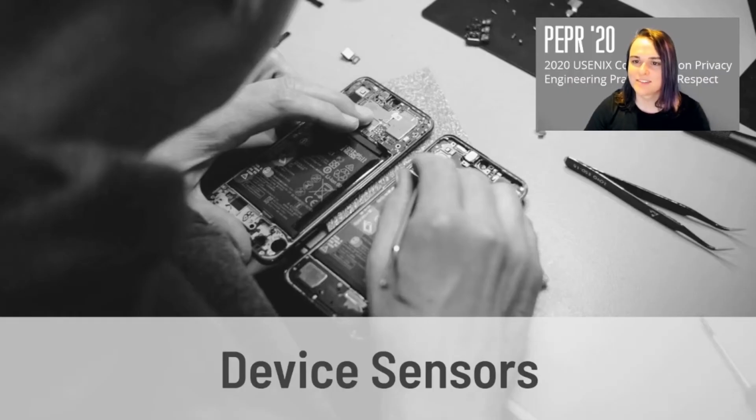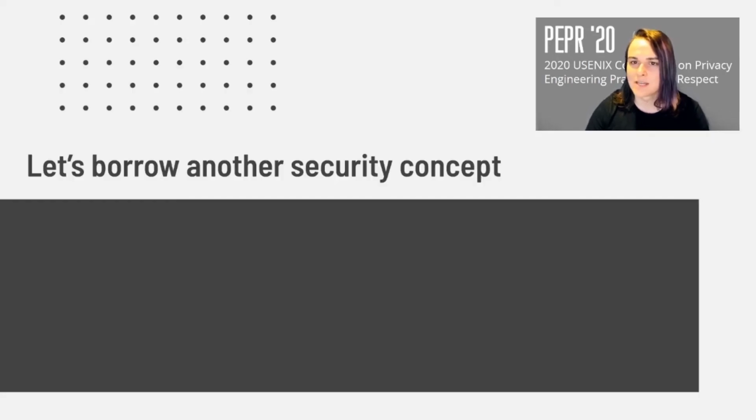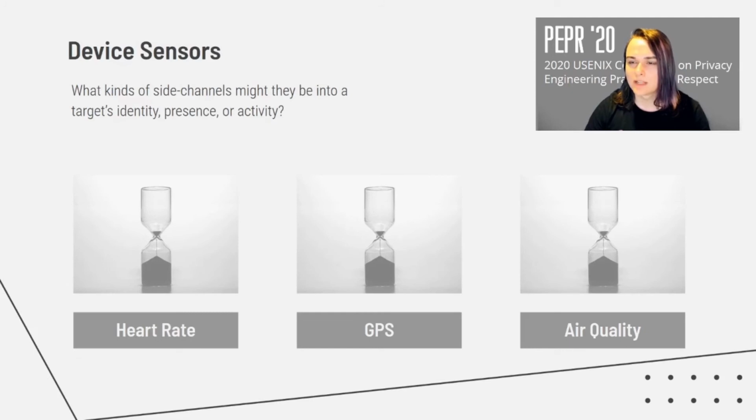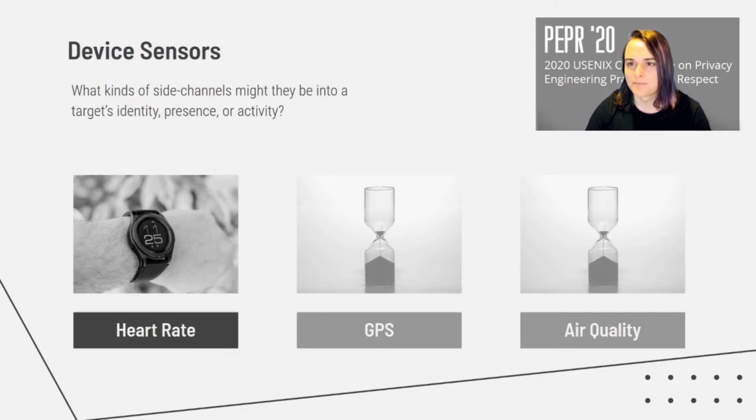Let's talk about device sensors, another use case. But before we do that, let's borrow another security concept, side-channel attacks. And this is where you can use information to make inferences about sensitive data based on how you understand the device to work. So let's take a look at a few examples to see what kinds of information we can glean from raw, high-fidelity sensor data.